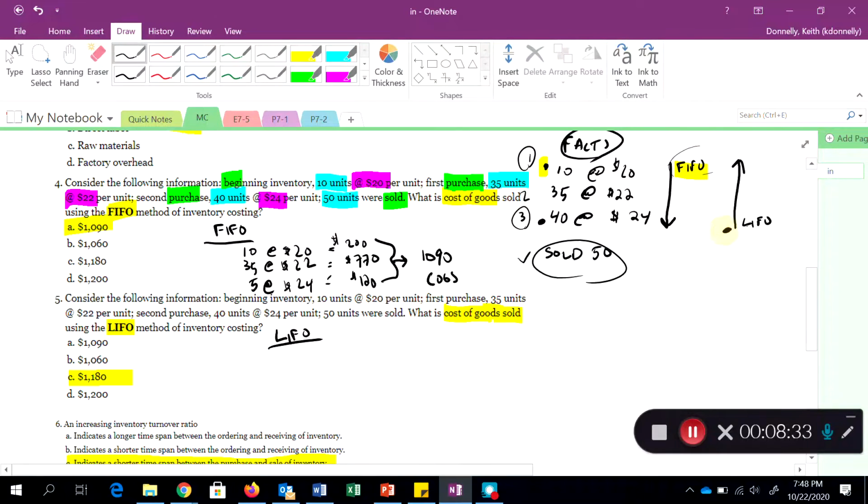So we're going to work from the bottom up. We sold 50 units that we got to take care of. So what we're going to do here is take 40 from the bottom batch, our third batch. Those cost us $24 each. So that's $960. We had 50 we got to take care of. We took care of 40, so that means 10 were taken from this second batch. That cost us $22 each. So that's going to be $220. Add these together, $1180. So that's cost of goods sold under LIFO.